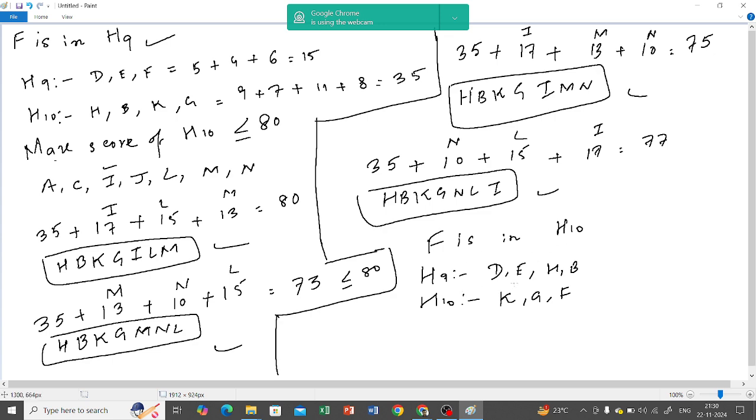So F is in H10, so H9 will contain DE, because DE should always be in H9, and HB. Okay, why is HB in H9? Because in H10 F is going to be there. So HB will be in H9. Okay, now let us do the team formation. So what is the maximum score of H9? You will see it is 25. If you add the scores, it will be 25, and this will also be 25.